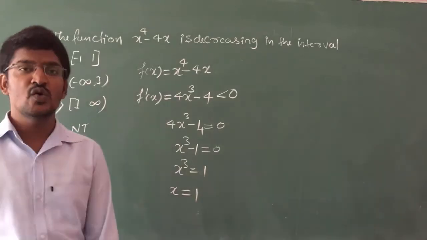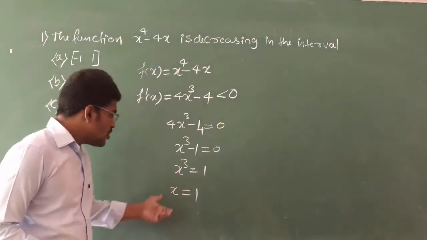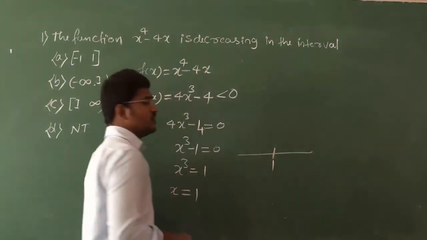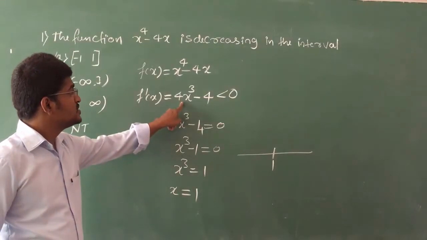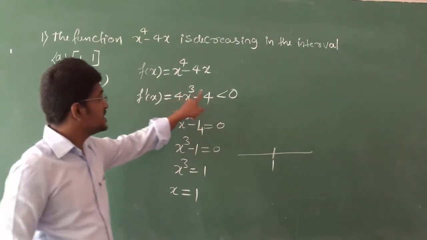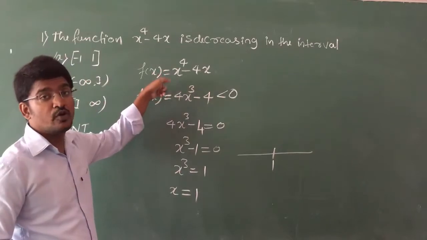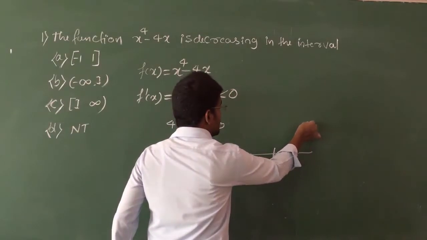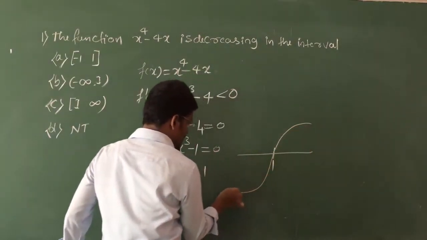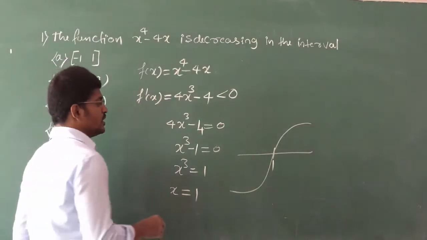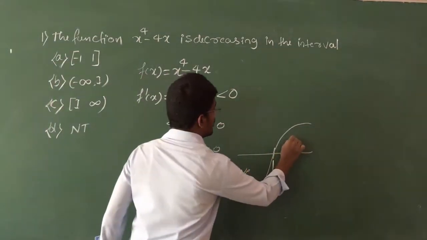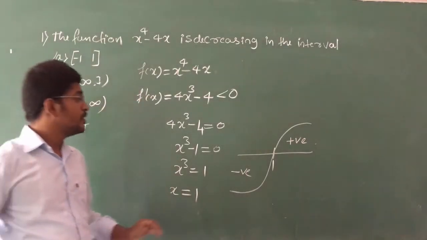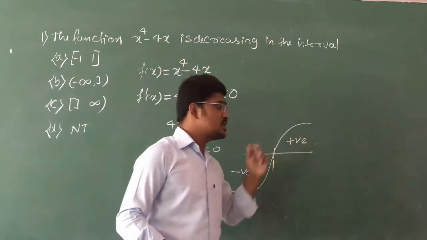So you got only one root, that is x equal to 1. So now I can draw the wavy graph. See here, this is a positive function. It is lesser than 0, no problem, but the given function is positive. So for that reason, if I take this curve, here it is negative, here it is positive. Clear?